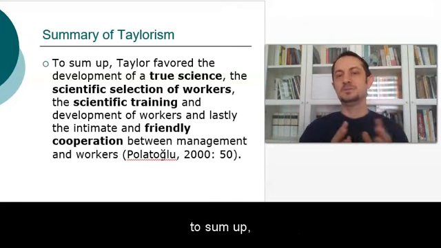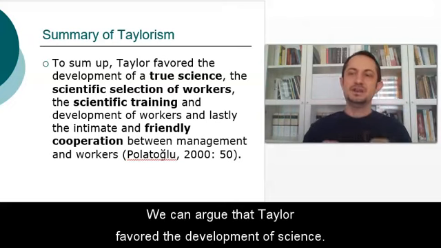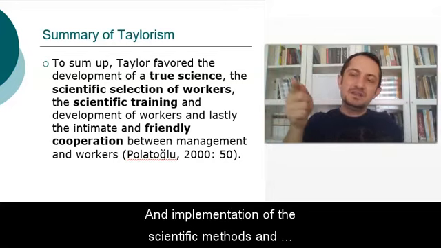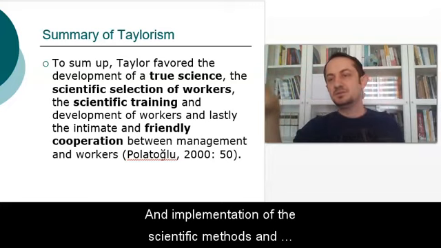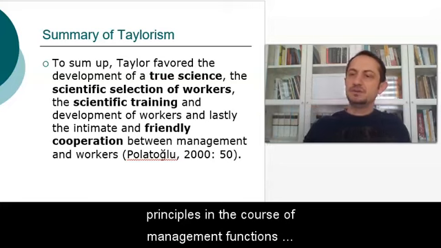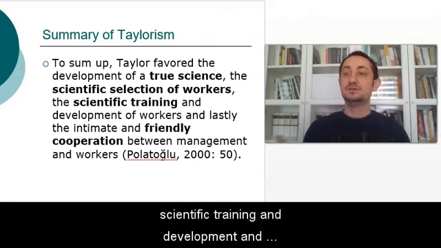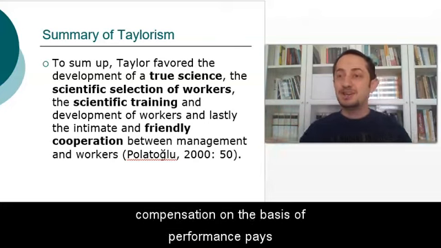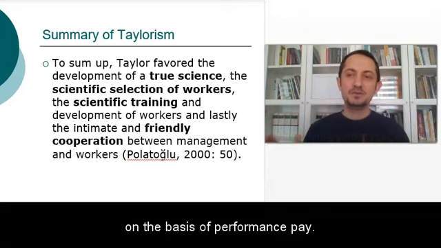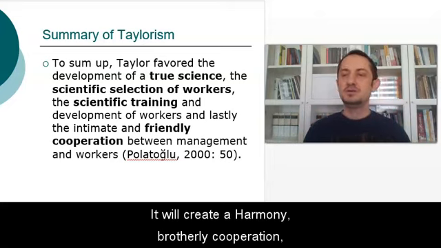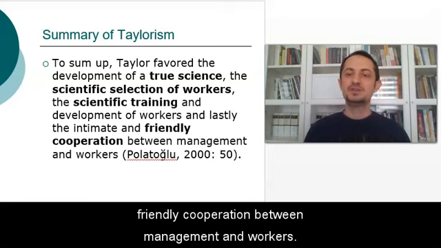So, to sum up, we can argue that Taylor favored the development of science and the implementation of scientific methods and principles in the course of management functions, including scientific selection of workers, scientific training and development, and compensation on the basis of performance pay. And according to him, it will create harmony, brotherly cooperation, friendly cooperation between management and workers.